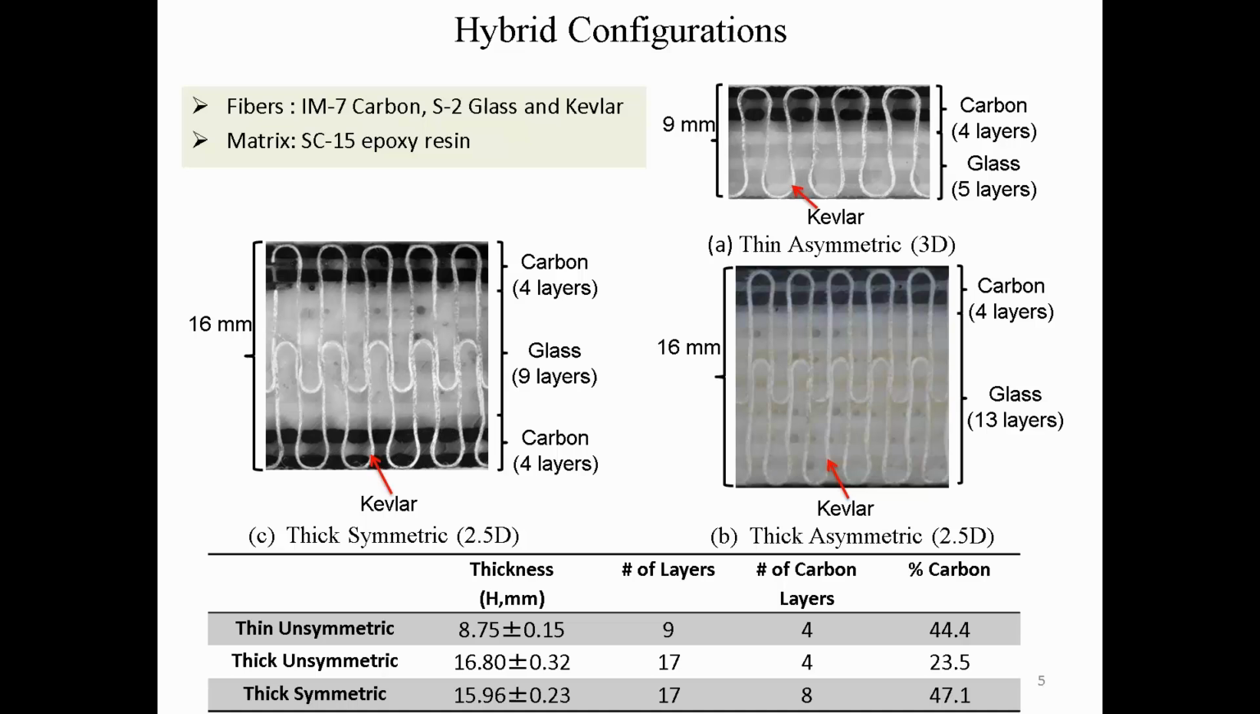We studied different architectures, which we call thin symmetric, thick symmetric, based on the configurations. For example, on the left hand side you see the carbon on the top and the bottom, glass in the middle, whereas on the right hand side you see it's an unsymmetric structure, right? So the carbon on the top, glass in the middle, with different thicknesses. One of the purposes of the study was also to see how the combination of this material in a stacking sequence influences the material properties, and also the thickness or size effect, how it comes into the picture of the material characterization.